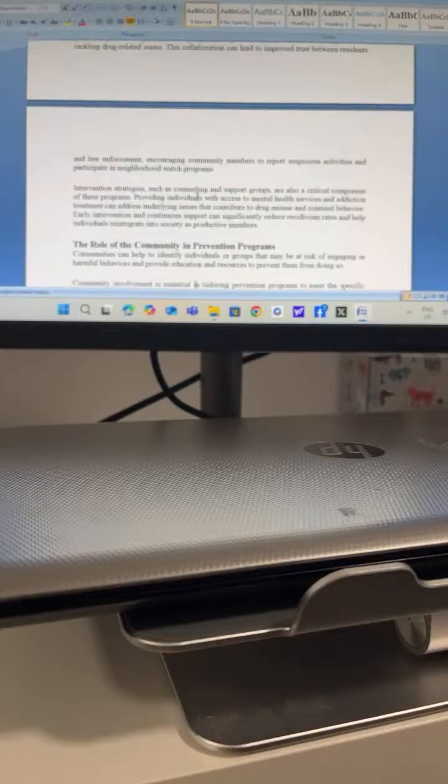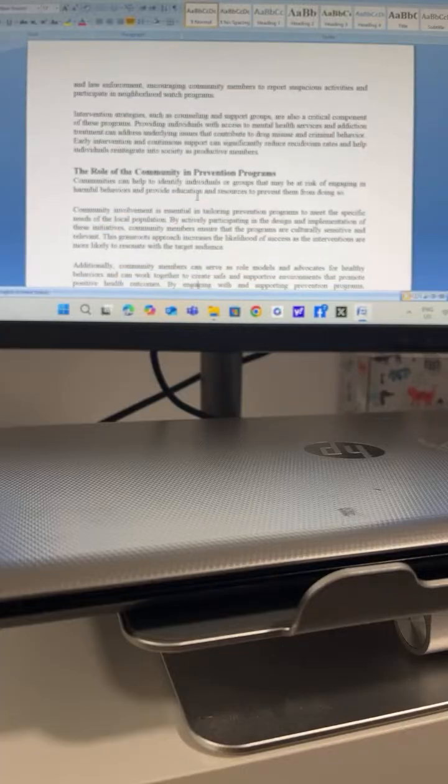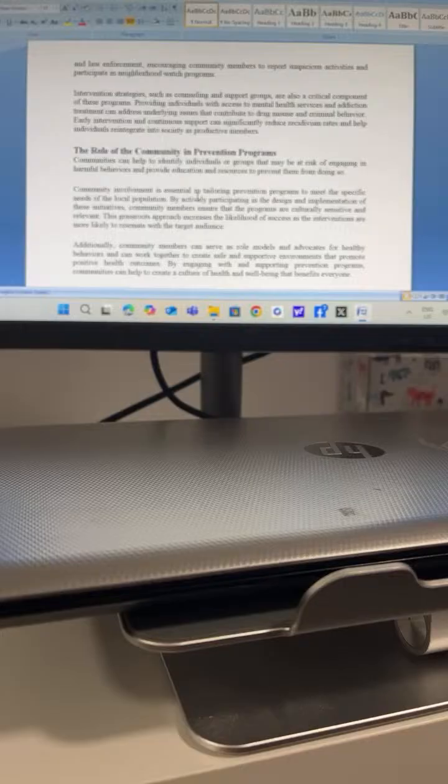The role of community in prevention programs. Communities can help to identify individuals or groups that may be at risk of engaging in harmful behaviors and provide education and resources to prevent them from doing so. Community involvement is essential in tailoring prevention programs to meet the specific needs of the local population.